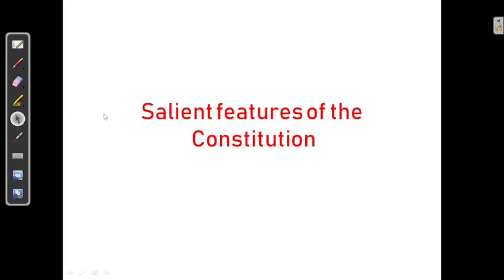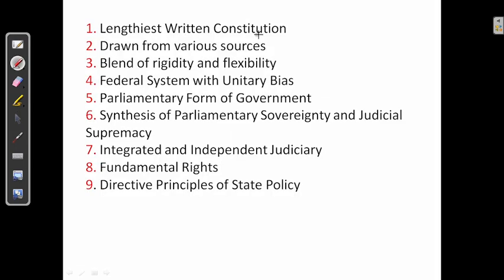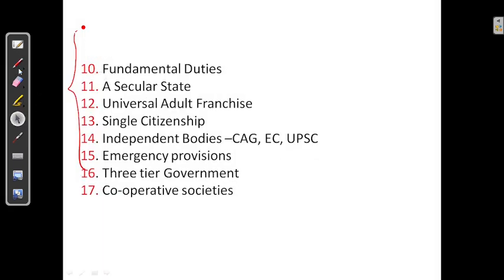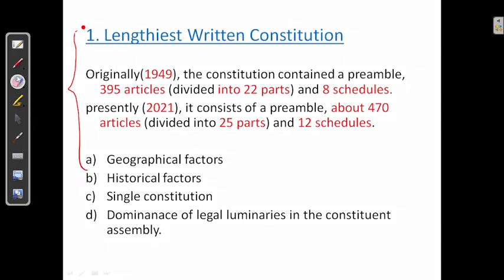Today we'll deal with the third chapter of Indian Polity by M. Laxmikanth, that is Salient Features of the Constitution. In this session we'll be dealing with all these subtopics. There are 17 subtopics in total. First we'll start with the lengthiest written constitution.